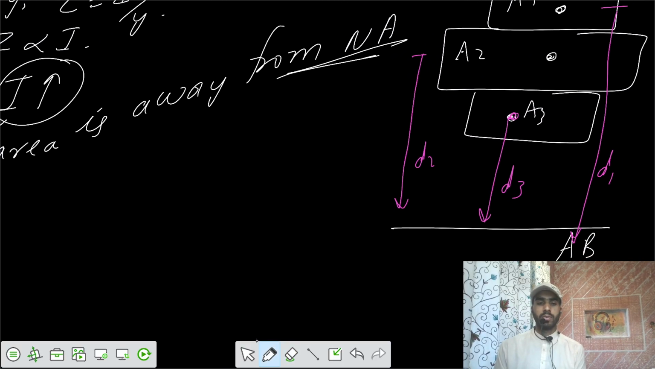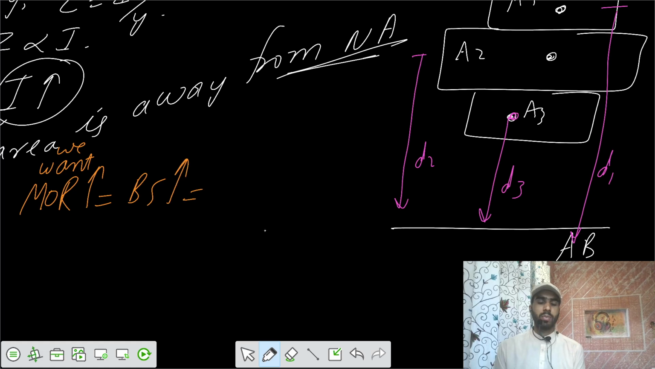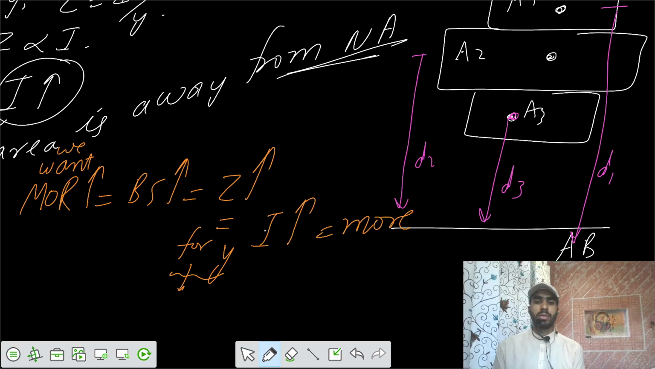That's why we can conclude that if we want the moment of resistance to increase, that means the bending strength to increase, that's only possible if Z, the section modulus, is more. That's only possible if you fix y, because you have limited space and a constraint in depth. So for a particular y, you can have more I, which means more area should be away from the neutral axis.